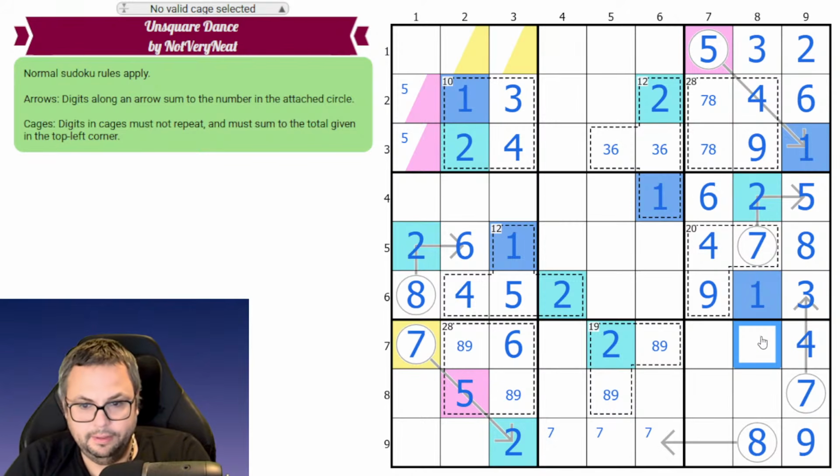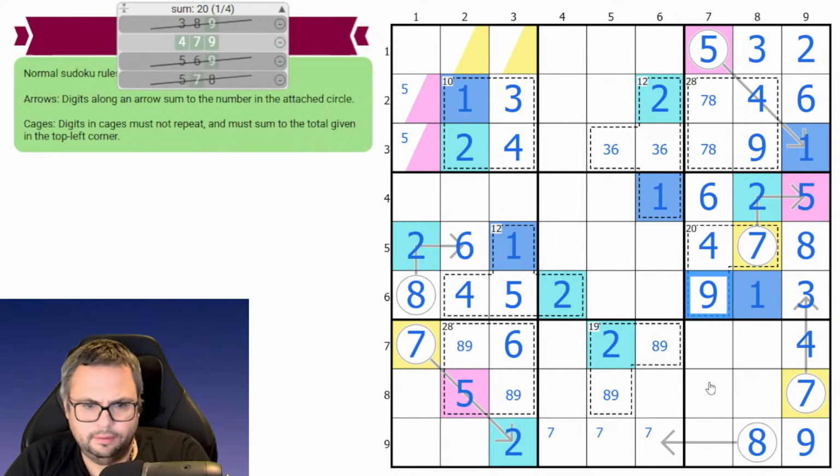Okay, you get a pink. You get a yellow. You get a pink. Everybody gets a pink.